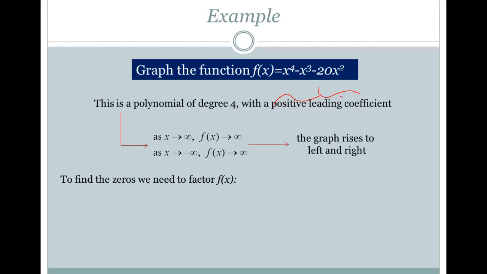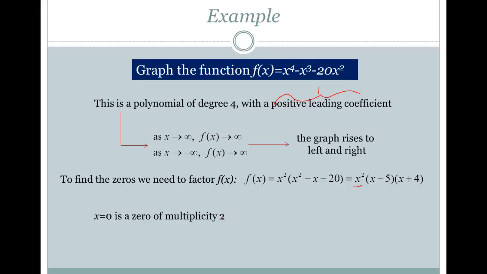Let's talk about the zeros. The easiest way to find the zeros here is to first factor this. I will get this. Hopefully you guys can see that. So I have 3 zeros. I have x equals 0, and that's when this term right here is equal to 0. And it is of multiplicity 2.